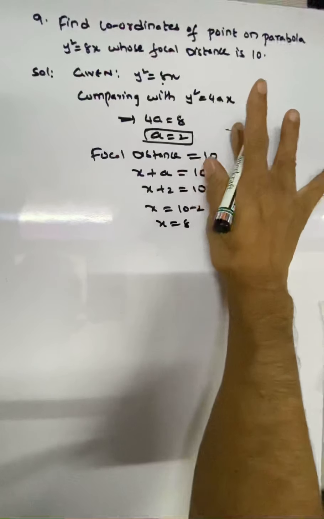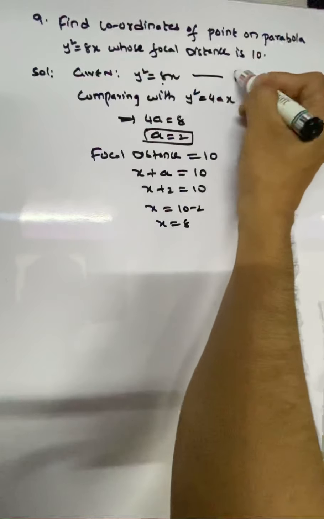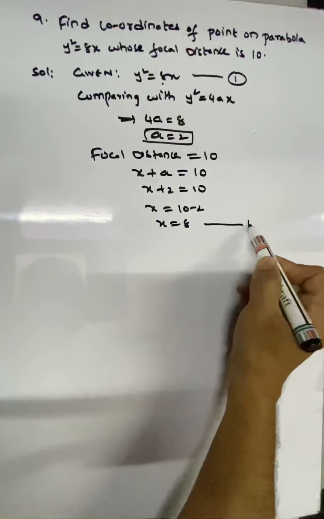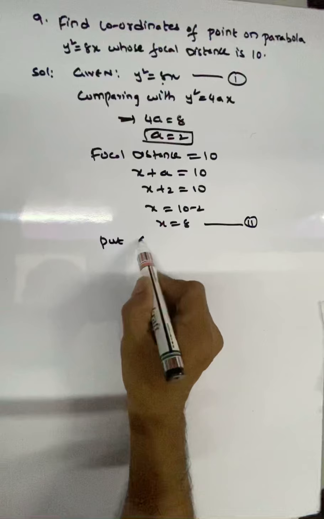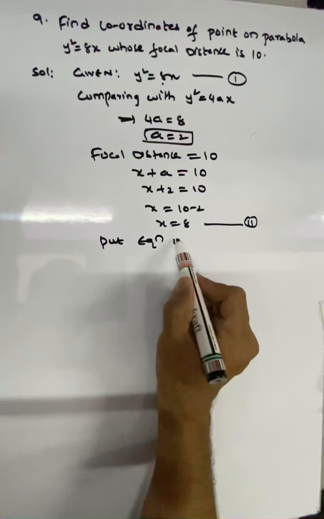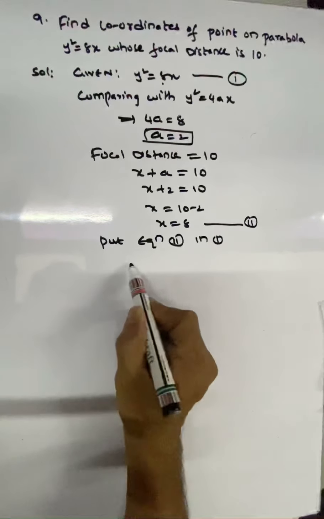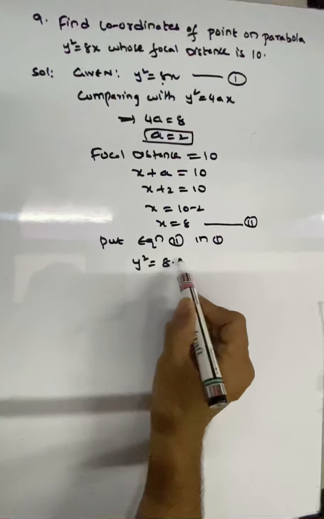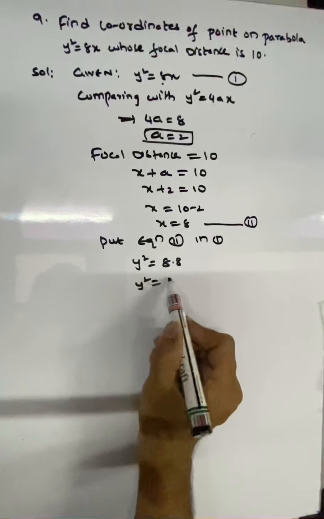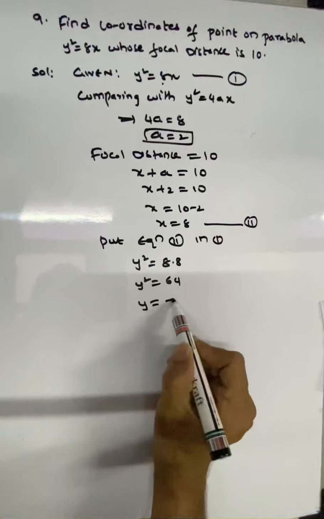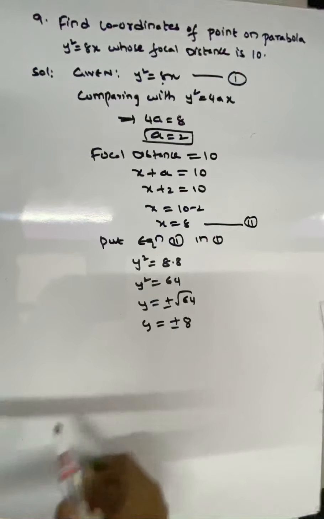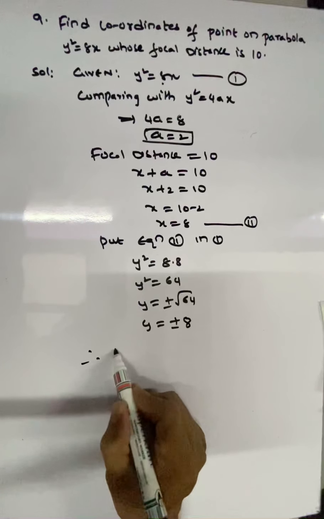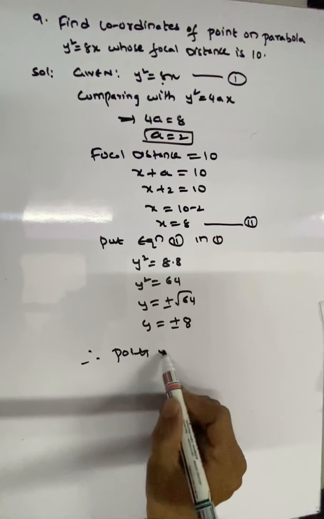See, a is equal to 2, and equation of parabola is equation 1 actually. Once we have the value of x, what will we do? Put equation 2 in 1. In place of x, if I substitute the value of x, then we get y is equal to plus or minus root 64. y is equal to plus or minus 8. Therefore, the points on the parabola.